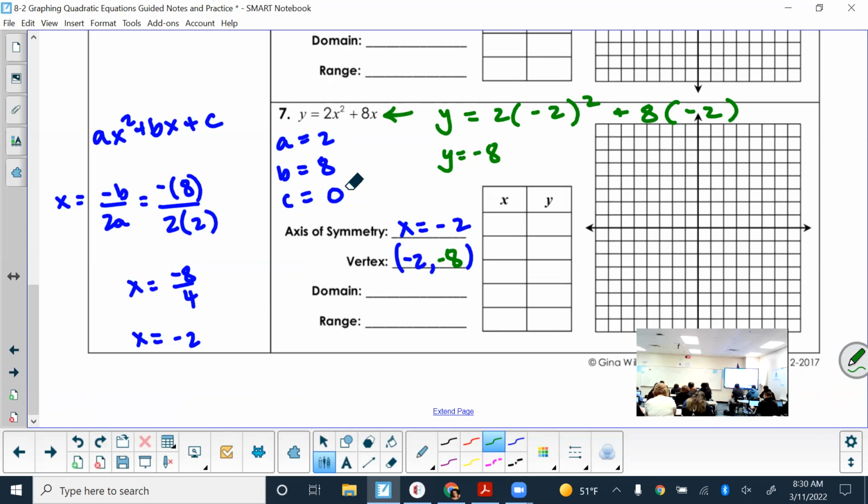So what do we do with the vertex now? Put it in the middle row of our table. Because that will be the middle of our graph. We're going to want points to plot that come before it and after it. So on the number line, what numbers come before -2? What else? Good. So -4, -3, then -2. What comes after? -1 and 0. Good.